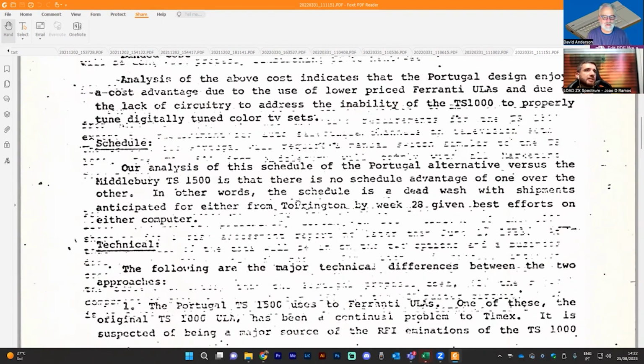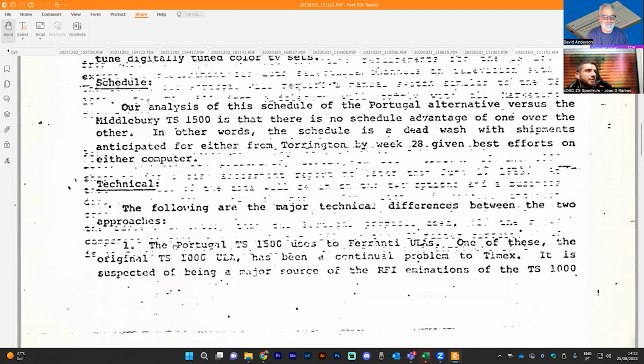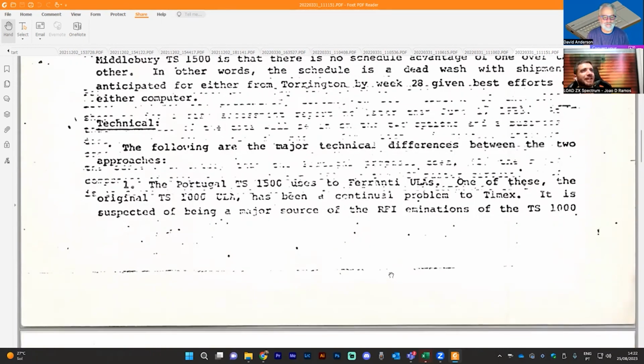Our analysis of the schedule is that there is no advantage of one over the other. In other words, the schedule is a dead wash with shipments anticipated by week 20, either from Torrington by week 28, given best efforts on either computer. Technical. The following are the major technical differences between the two approaches. Man, I can summarize this and put the two computers side by side.